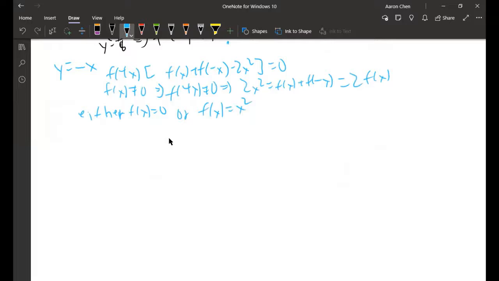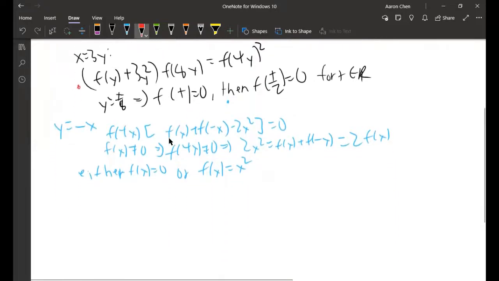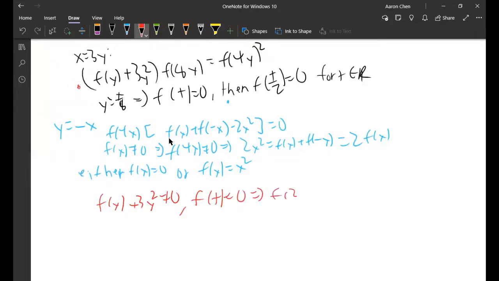And so we can see from here that we know that f of y plus 3y squared is not equal to 0. And so we can see that as long as f of t is equal to 0, then we also must have that f of 2t is equal to 0. And this is done by the substitution y equals t over 4.